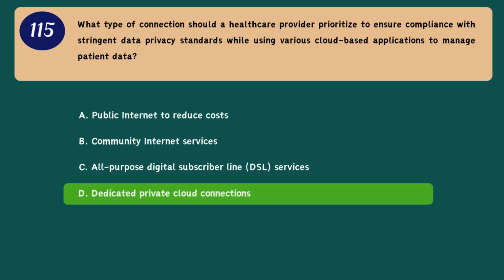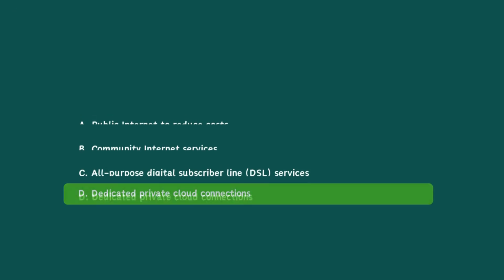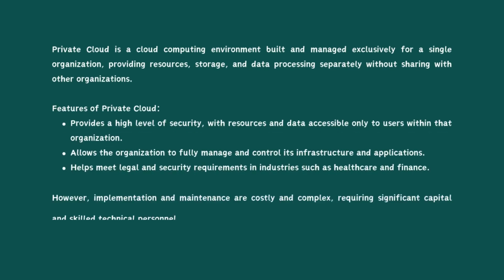Correct answer. D. Dedicated private cloud connections. Private cloud is a cloud computing environment built and managed exclusively for a single organization, providing resources, storage, and data processing separately without sharing with other organizations.